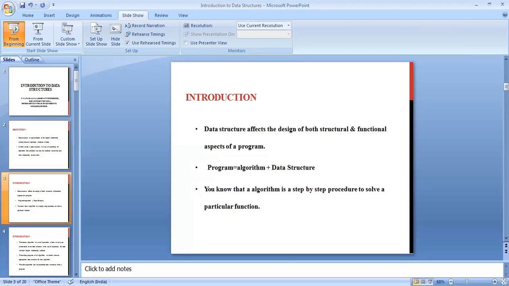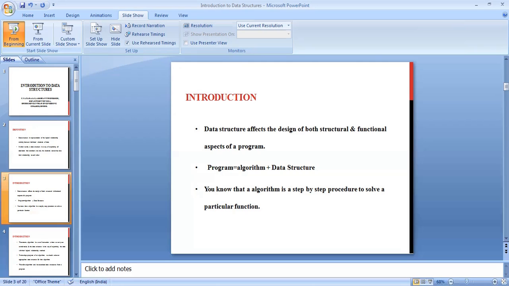Data structure is a way of organizing all data items that considers not only the elements stored but also the relationship to each other. So here we want to clarify that. We organize and also store the data, not only simply store the data. Here we say the relationship to each other.